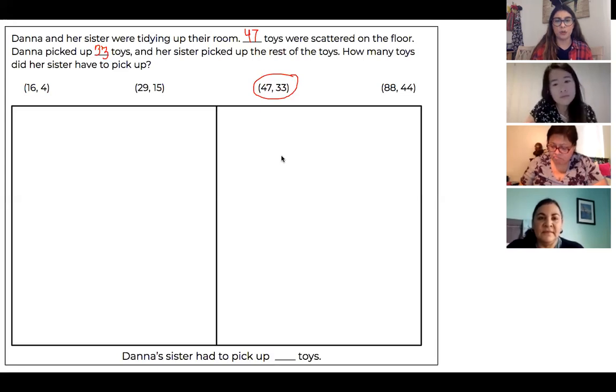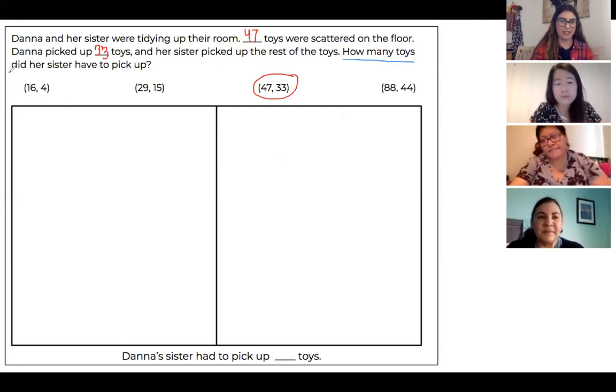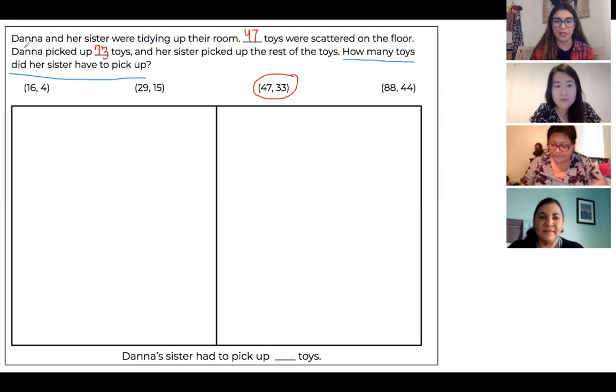Remember, friends at home, you can pause the video to give yourself more think time. All right, my friend, Miss Hernandez, what are we being asked to do? We want to find out how many toys Donna's sister picked up. Yeah, we know how many toys Donna picked up. She picked up the 33 toys, but then there's still more toys, and we want to figure out how many of those toys did her sister need to pick up.